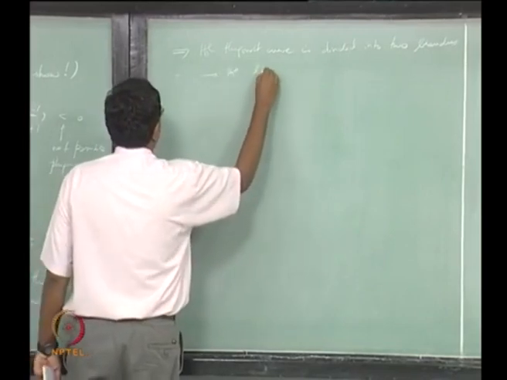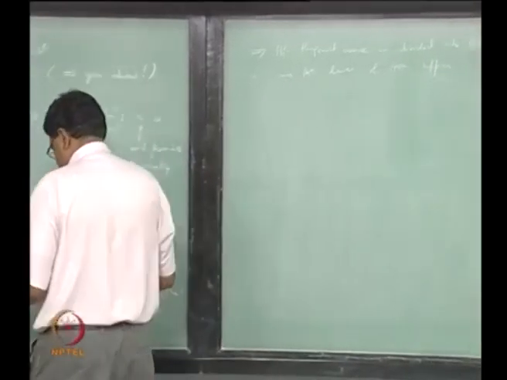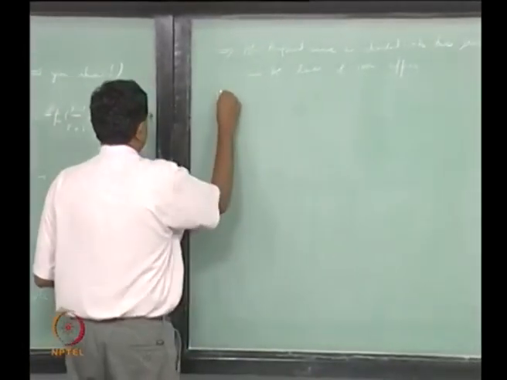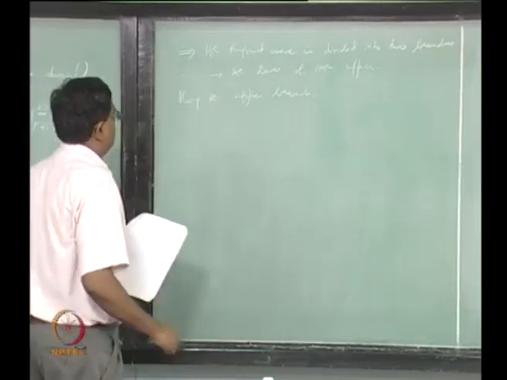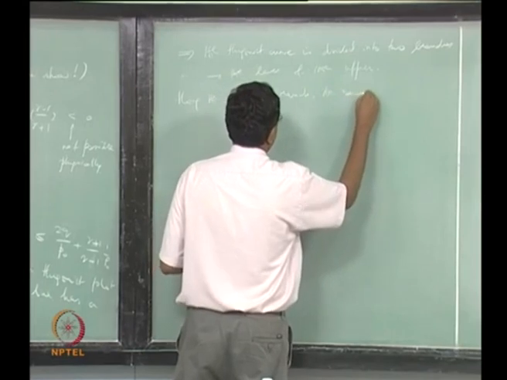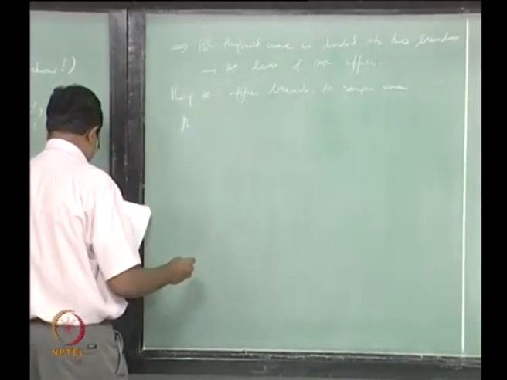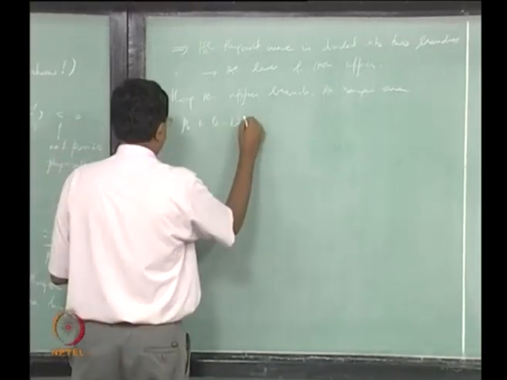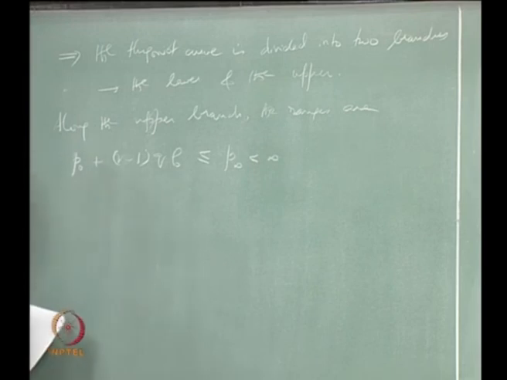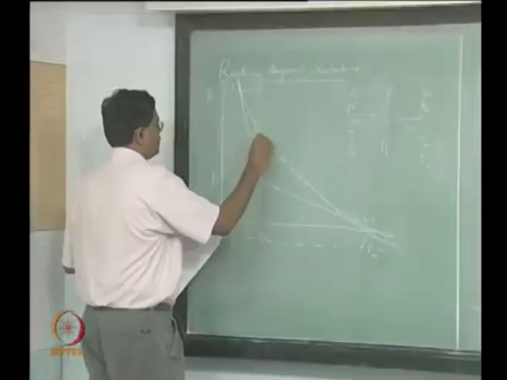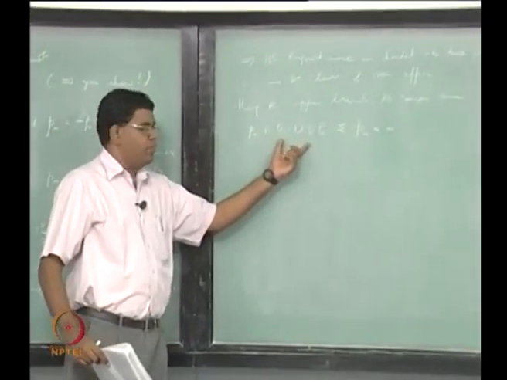The lower and the upper, right. So along the upper branch, the ranges are P naught plus gamma minus 1 Q rho naught less than or equal to P infinity less than infinity. That's going from here all the way up to infinity, right. So what we are actually locating is P naught plus gamma minus 1 Q rho naught.